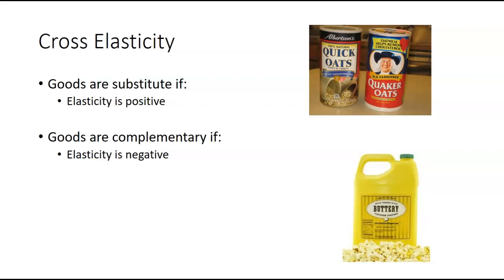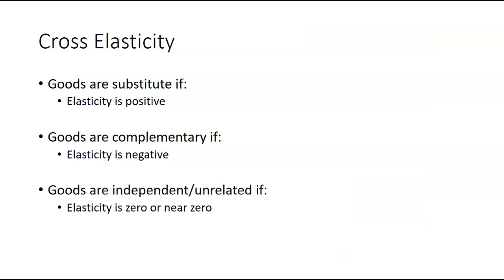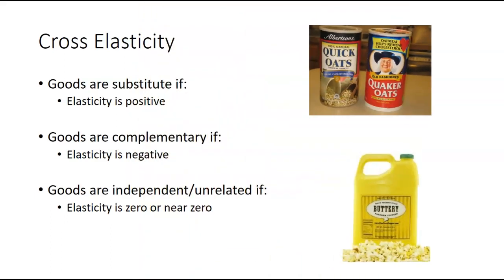Now, these are going to be the two outcomes for us. Technically, if you have a near zero outcome, the two goods are independent. But typically, you kind of go, well, how does oatmeal and popcorn butter have anything to do with each other? They don't. So yes, technically if it's a near zero number, they're independent of each other, they're unrelated. That will never be your outcome. I've never gone to concrete what is near zero in our level of economics, so don't worry about that. They're going to be substitute or complementary goods.